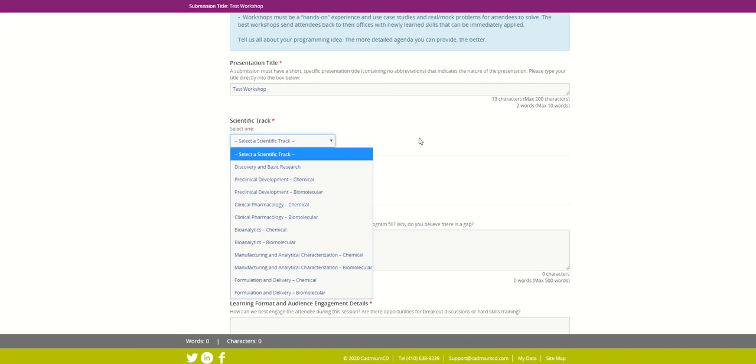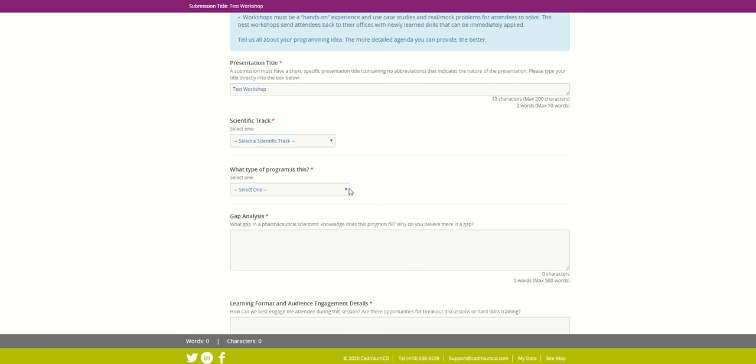Unlike other symposia, unlike other conference content, the number of workshops and short courses are per conference, not per track. So if, for example, we get 3 excellent proposals for ClinPharm and none for bioanalytics, and that's unlikely to happen, what we would see is that there may end up being 2 ClinPharm and no bioanalytics in the final program.